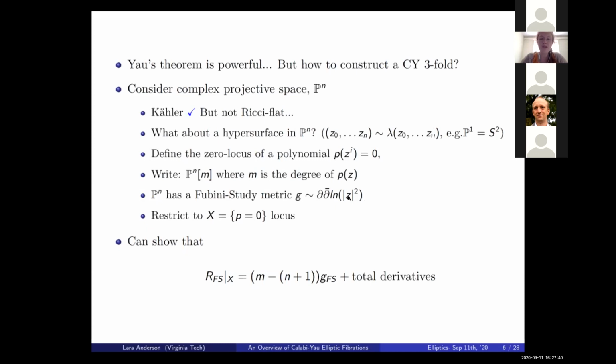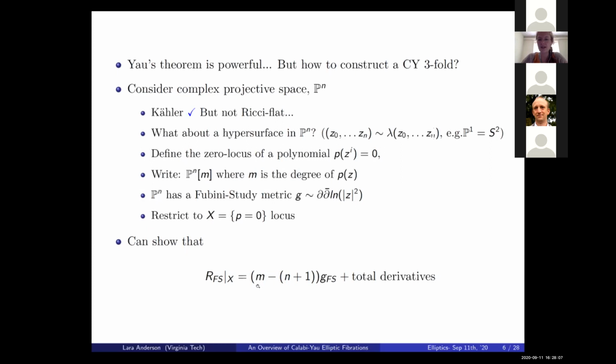This is called the Fubini-Study metric. And you can just ask, as a metric subvariety, if I just restrict to this hypersurface, what happens to this metric? So you can restrict to the p equals 0 locus. And it is a pretty straightforward GR calculation to show that the Ricci tensor, restricted, goes as the following.